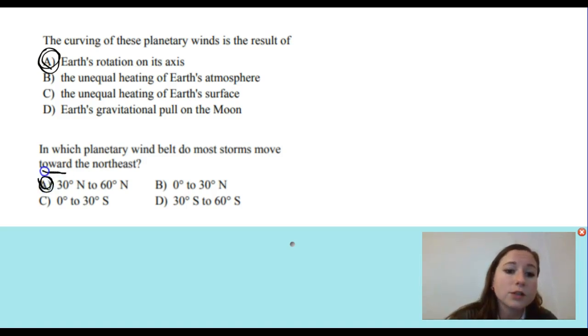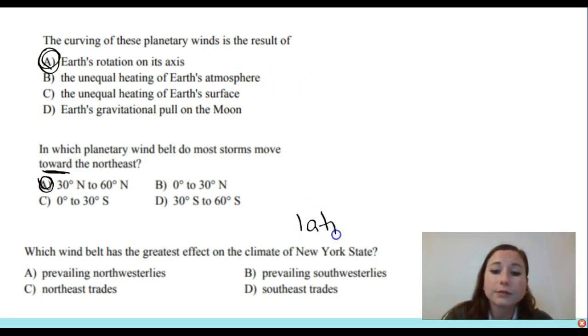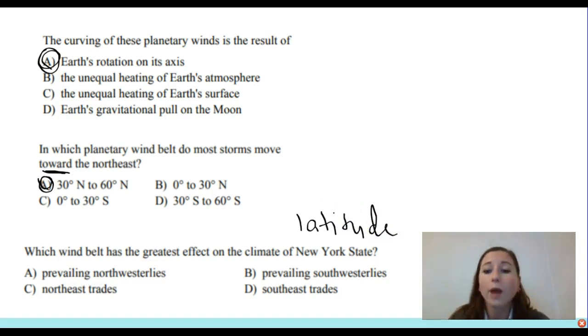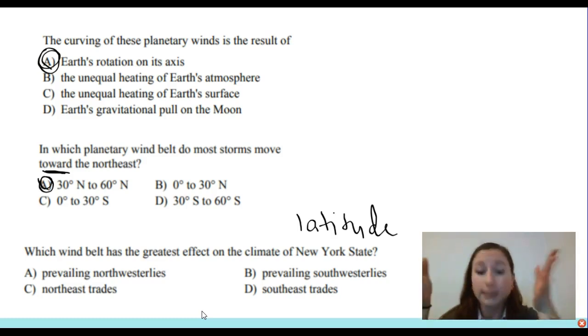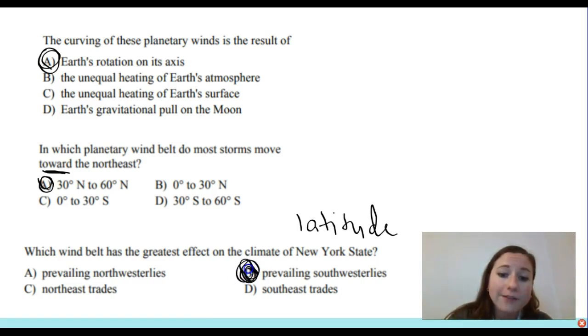In this case, it's unusual because the question is asking you where the storms are moving towards, or the winds are moving towards. We know generally winds are named for where they come from. Number 3, which wind belt has the greatest effect on the climate of New York State? Well, in order to answer this question, you need to know the latitude of New York State and then figure out where we fall between on our planetary wind belt chart. Because the latitude of New York State is around 40 to 42 degrees north latitude, that falls in between the 30 degrees north and the 60 degrees north latitude range, which means that the prevailing southwesterlies would be affecting our daily climate.